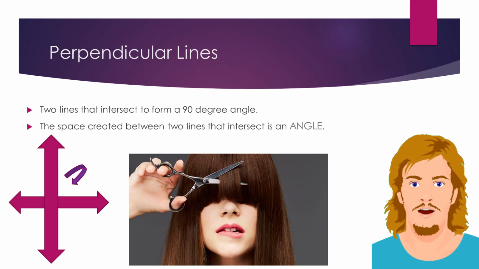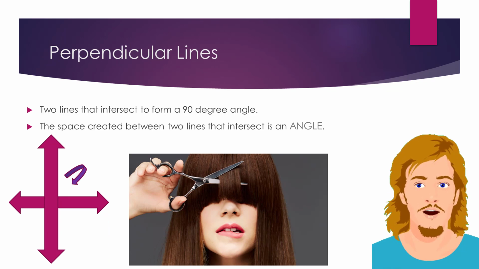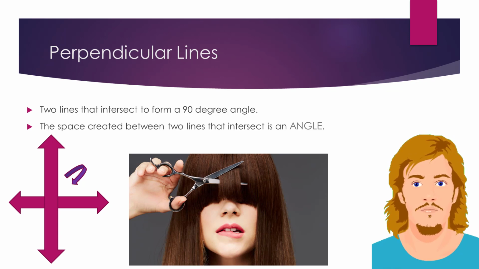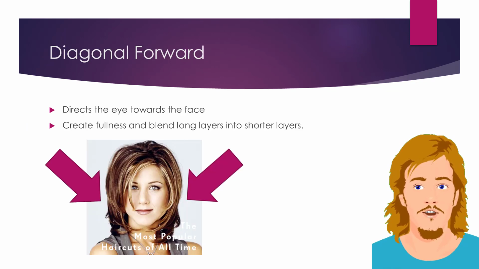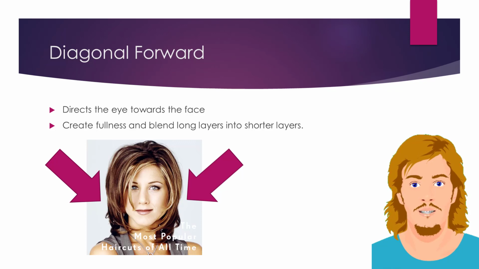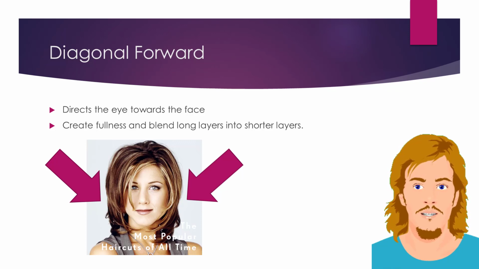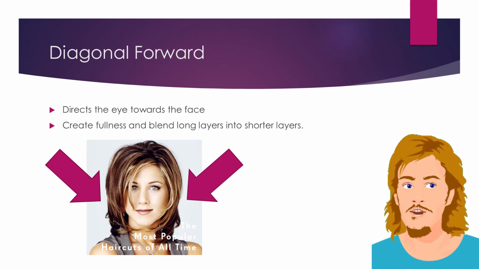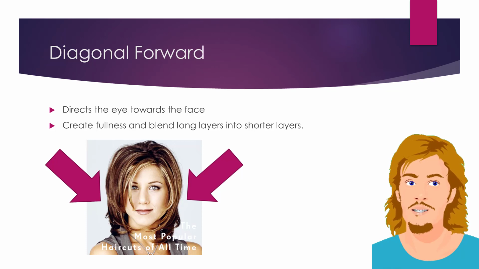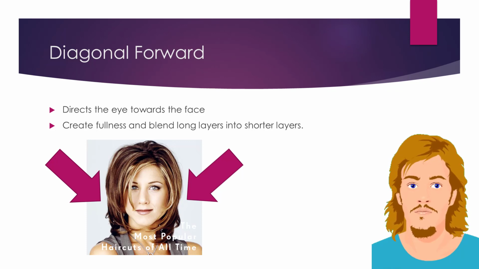Perpendicular lines are two lines that intersect to form a 90-degree angle. The space created between the two intersecting lines is called an angle. Diagonal lines can direct the eyes forward or backwards from a focal point, such as the face. They are used to create fullness and to blend long layers into shorter layers.